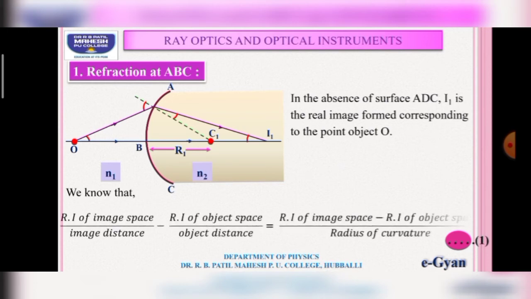We know this, as we derived it in the last session: refractive index of image space divided by image distance, minus refractive index of object space divided by object distance, is equal to refractive index of image space minus refractive index of object space divided by radius of curvature. Let this be equation 1. You have to remember this equation, and we will be using it for further discussion.